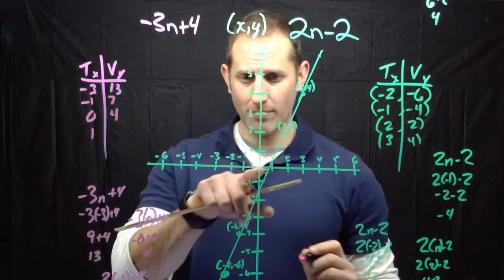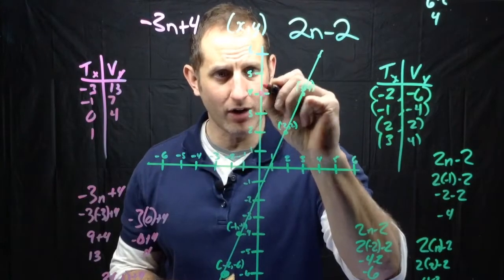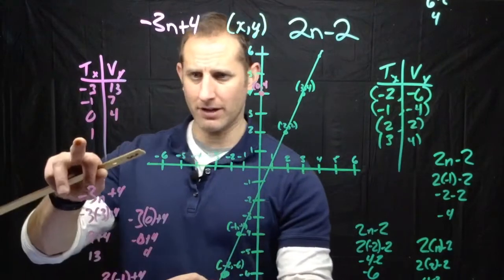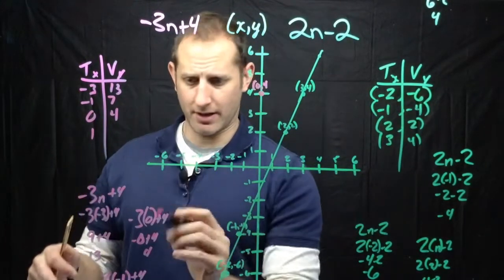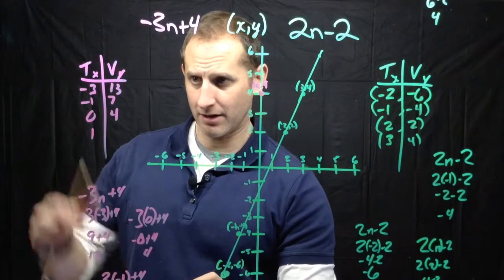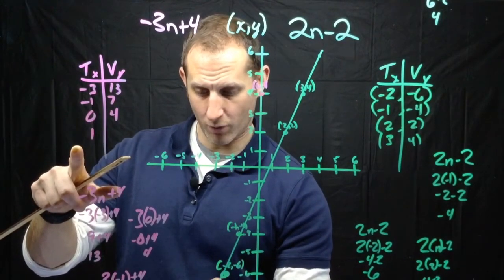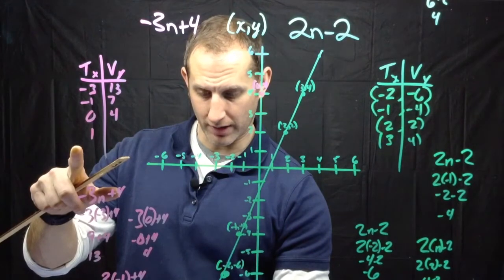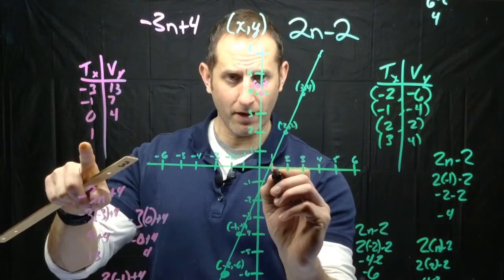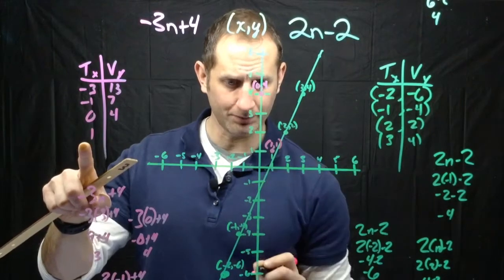So I've got a 4, so I'm going to go over 0, and then I'm going to go up 4. So I'm right here on the dot, 0, 4. And now let's take a look and see what happens if I do 1. So let's do it right here. Negative 3 times n plus 4, negative 3 times 1 plus 4, negative 3 plus 4 would give me positive 1. So I'm going to go over 1, up 1. And I'm going to end up right here, 1, 1.